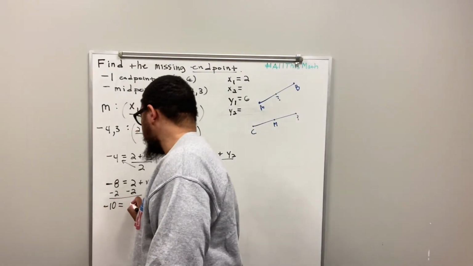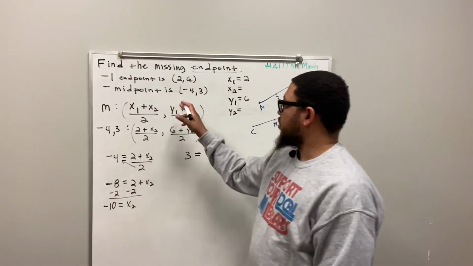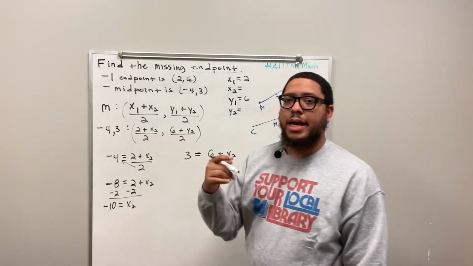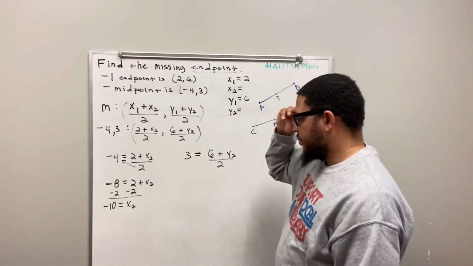So -10 equals x2. That's our x value from our endpoint. No, I keep messing that up. That's our x value from our endpoint, -10.